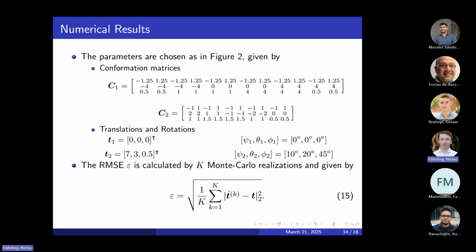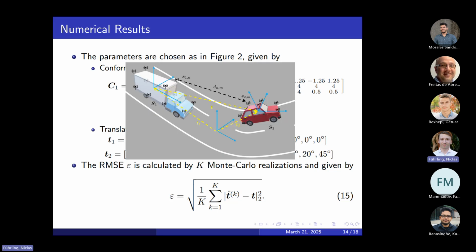And then for the metric, we consider the RMSE, the root mean square error, epsilon, which is calculated by K Monte Carlo realizations. And again, just to get a picture of all the dimensions that you will see in the results, you will just have here again the picture. So we have the truck and the car, as you see before. Then let's look into the results.